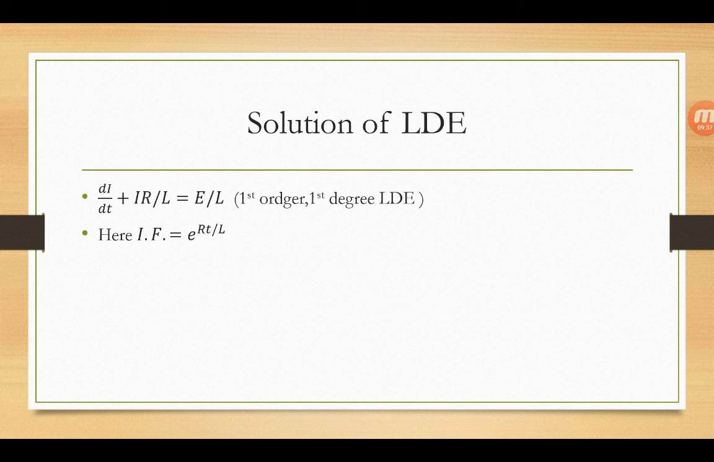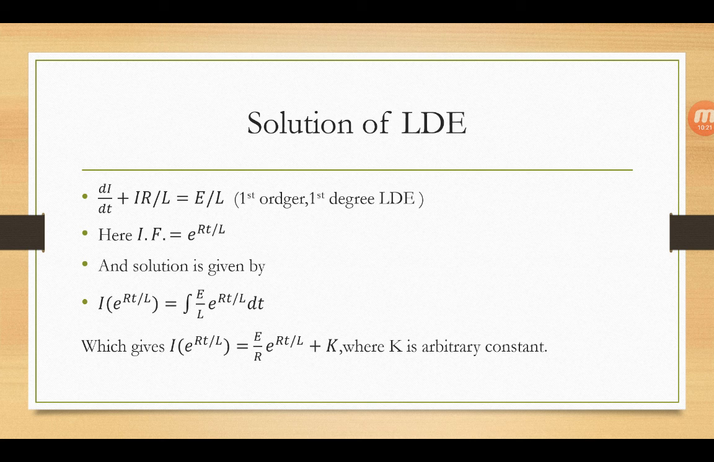Here, the integrating factor is e to the power integral of P dt, that comes out to be e to the power Rt divided by L. And the solution is given by, here the unknown term is I, we are solving for I: I into integrating factor is equal to integral of Q into integrating factor, plus, I forgot to add, integration constant. This gives us the solution I into e to the power Rt by L is equal to E by R into e to the power Rt by L plus k, where k is an arbitrary constant.